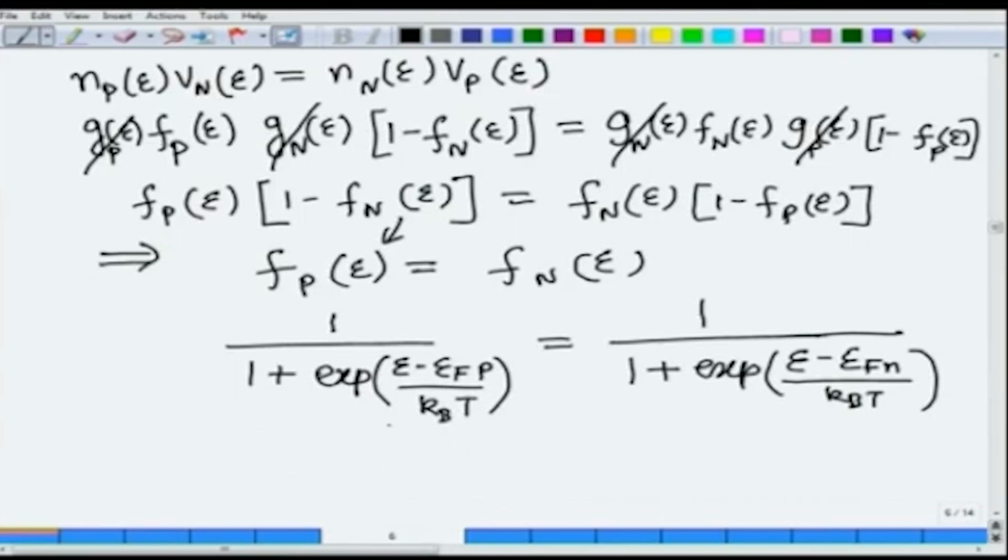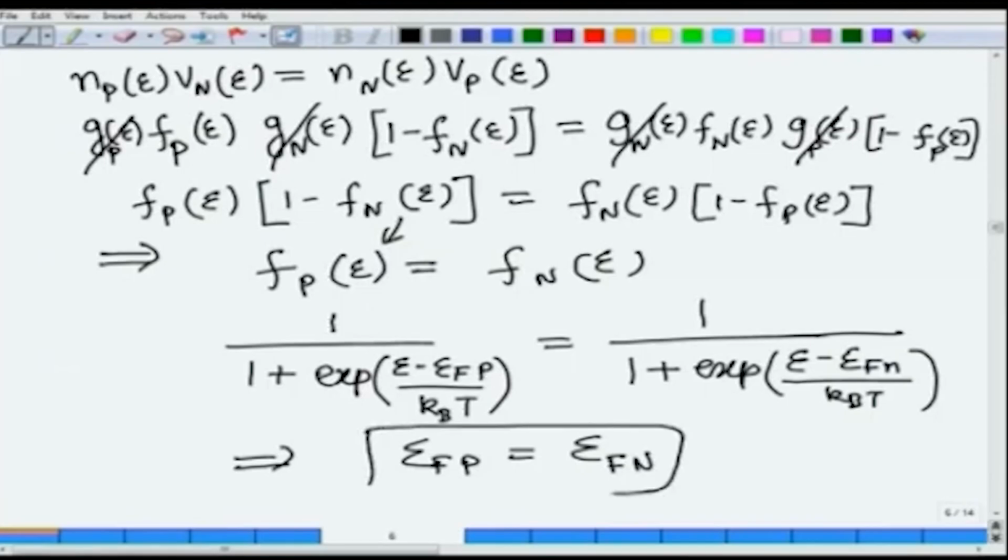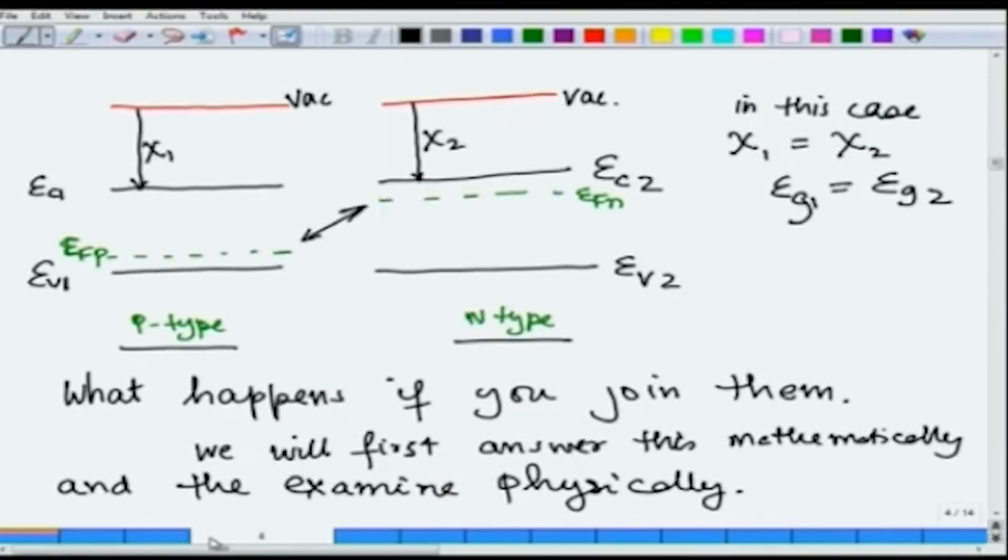Now you can see from this relationship that E_FP, the Fermi energy on the p side, should become equal to that on the n side. So we have been able to prove that these two Fermi energies should become the same, and you should be able to see that from here itself.